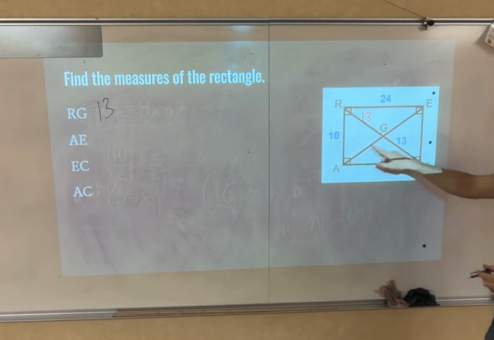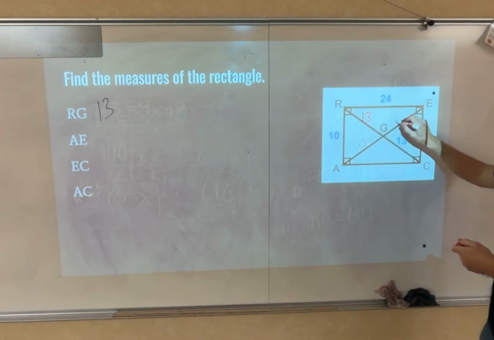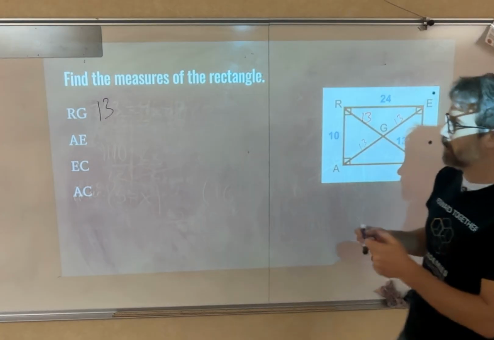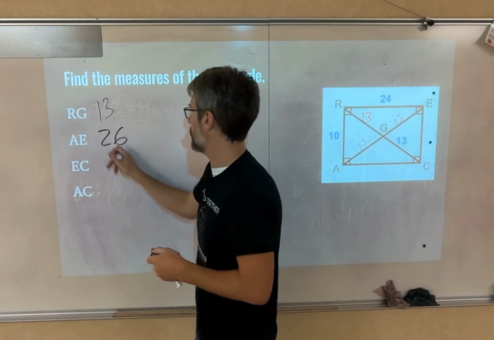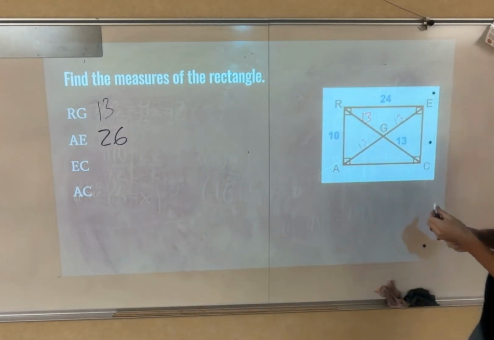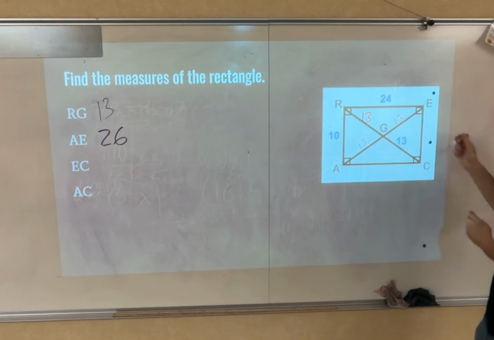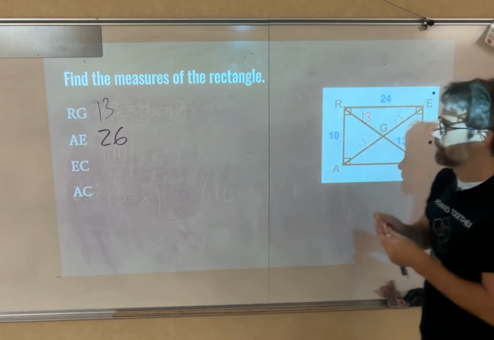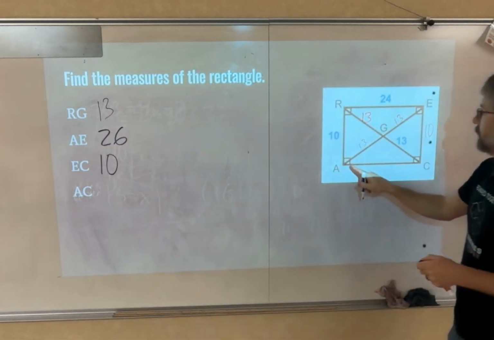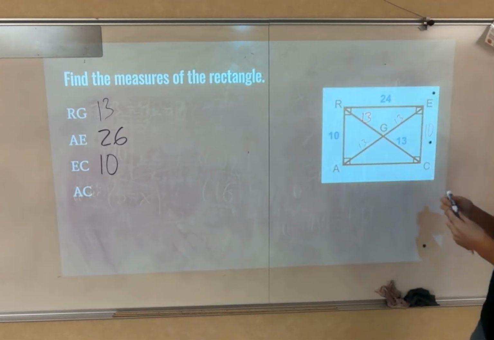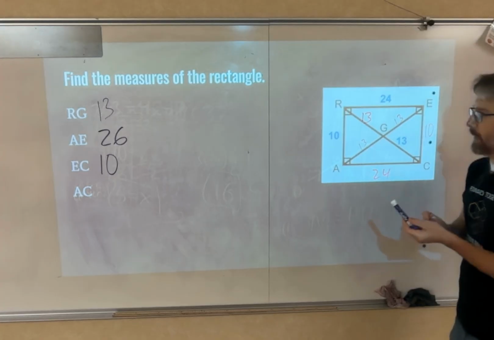AE, the whole distance across there, well, these two chunks of the diagonal are also 13, so that's going to be a total of 26. 13 plus 13 is 26. And then EC, from here to here, well, that's going to match the opposite side, which is 10. And AC, from A to C, that's going to match the other opposite side, which is 24, like that.